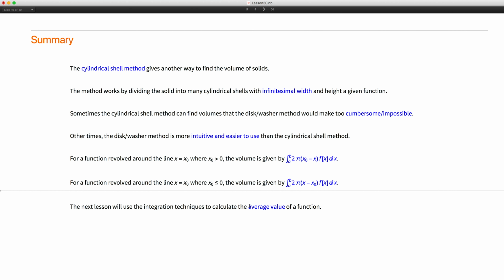So in the next lesson, we'll talk about the average value of a function with integration. But before doing that, do review today's lesson. It's a very important lesson. It tells you how to find volumes of very difficult looking solids, and it really shows you how powerful calculus is. So I'll stop over here.